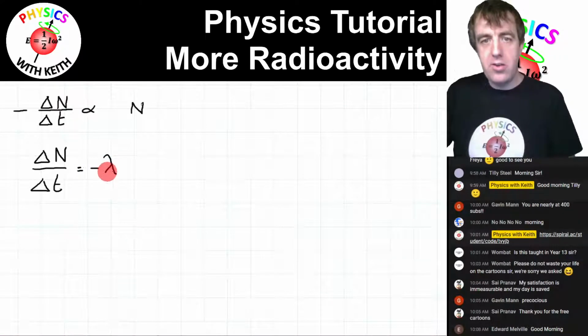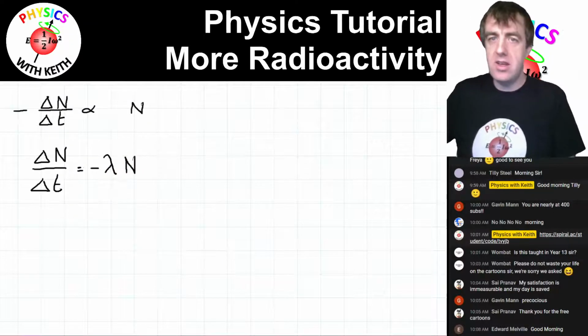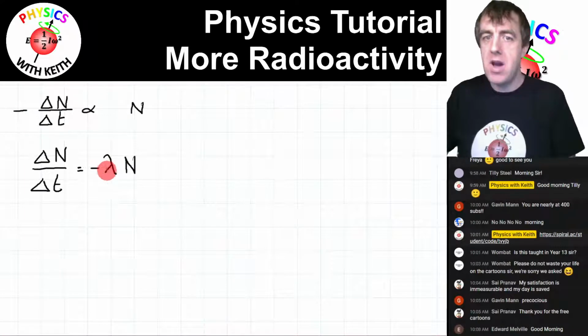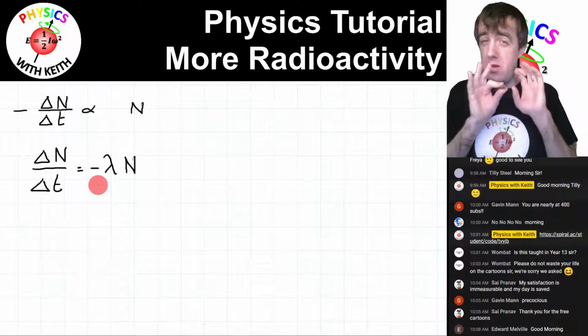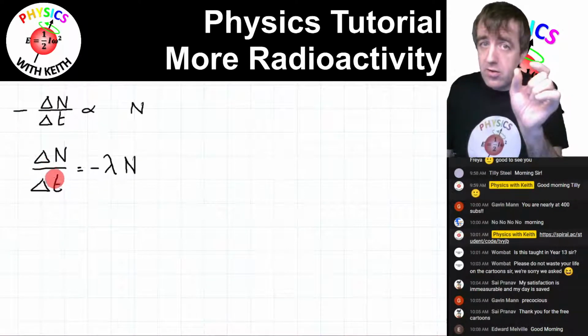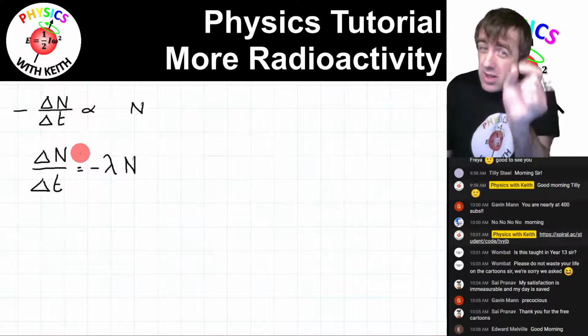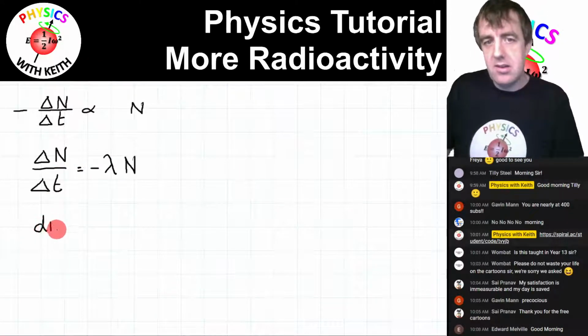So our constant of proportionality, I'm calling lambda. So our expression now looks like this, with minus lambda as this constant. Now, if I take these to the limit, these small intervals of time to the limit where the interval of time is 0, then I can rewrite this like this.